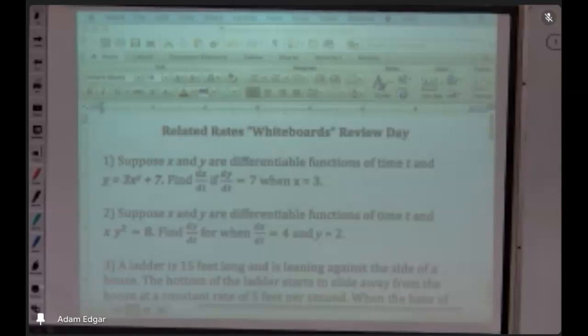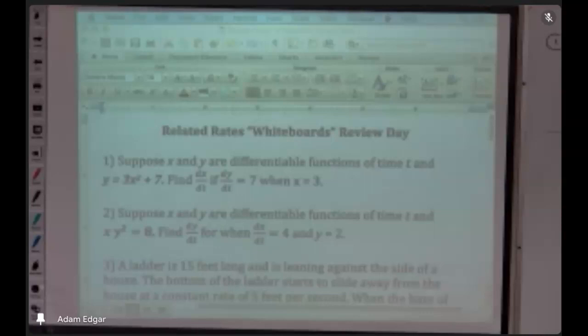Then plug stuff in. Do we know dy dt? Yeah, 7. All right, cool. Do we know x? 3. We want to find dx dt. Can we solve that equation? All right. Ta-da. So multiply, divide, be done. So number one, very straightforward, generic x, y stuff.